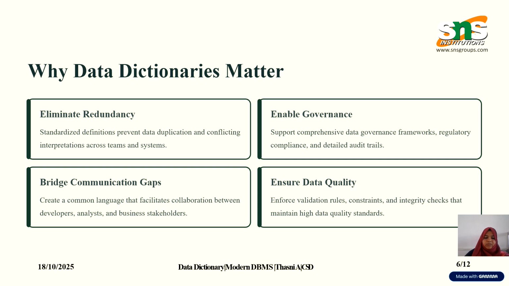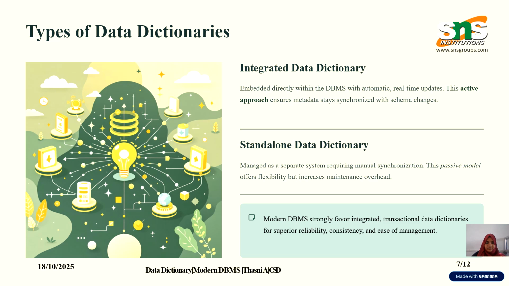Eliminating redundancy prevents data duplication and conflicting interpretations across teams and systems. Enabling governance supports data governance frameworks, regulatory compliance, and detailed audit trails. Bridging communication gaps creates a common language that facilitates collaboration among developers, analysts, and business stakeholders. And it ensures data quality by enforcing validation rules, constraints, and integrity checks to maintain high data quality standards.